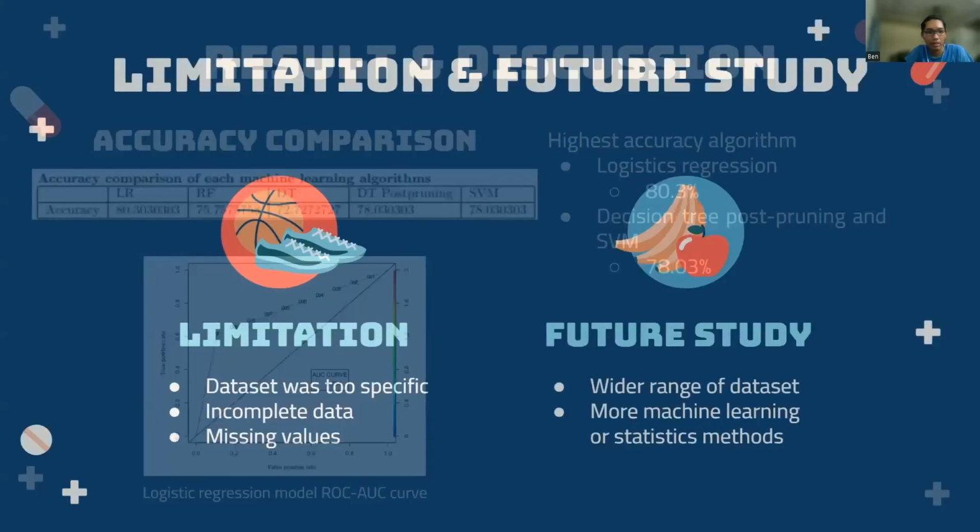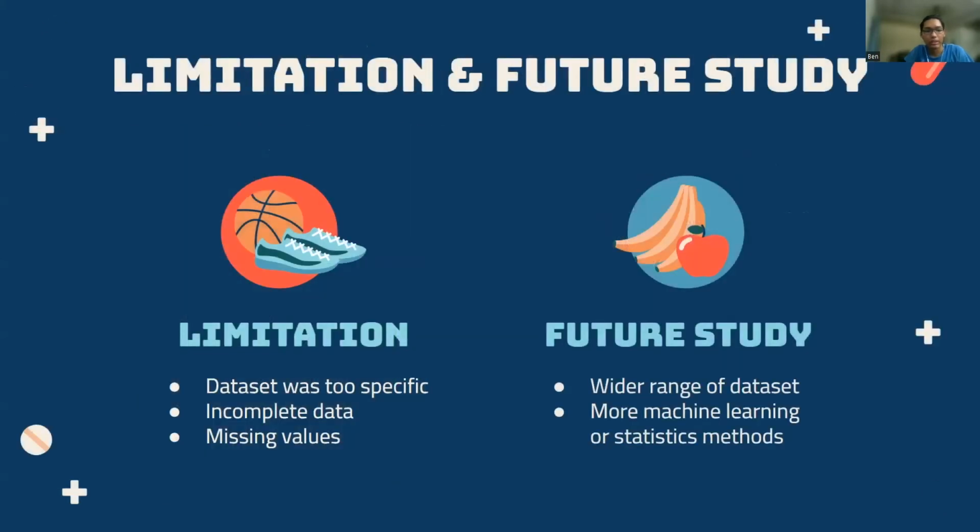Moving on to the limitations and future studies. The first limitation was that the dataset was too specific. The dataset we used only targeted females of Pima Indian heritage. Plus, there could be more factors such as lifestyle, diet, and work life of the candidates that would affect whether they are diagnosed with diabetes or not. There were also missing values in the current dataset, causing the accuracy of the model to be lower.